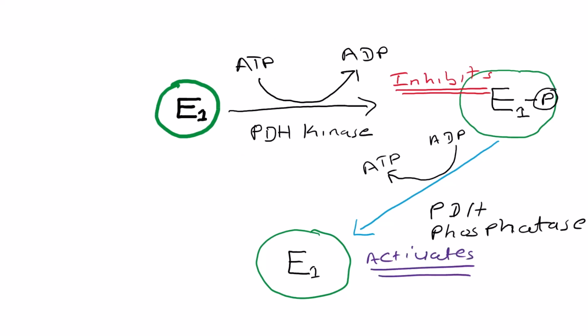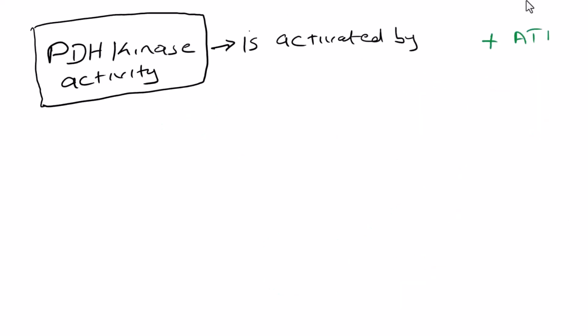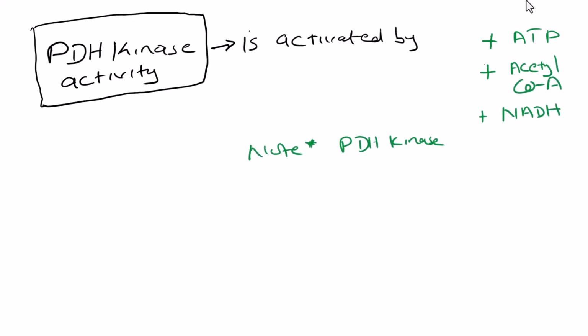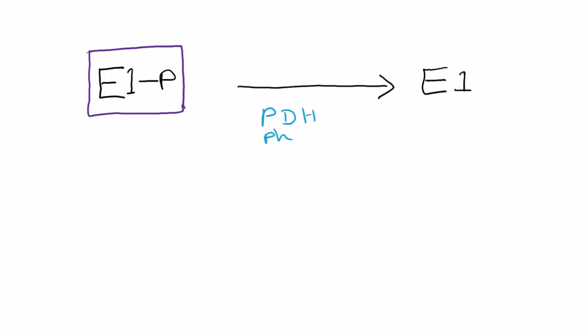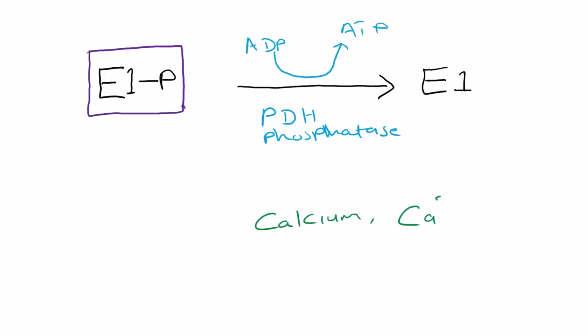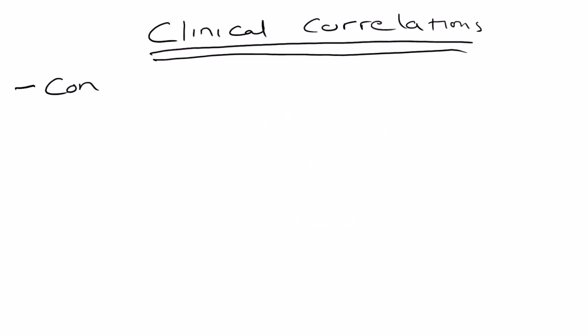PDH kinase is activated by ATP, acetyl-CoA, and NADH. Remember that activation of PDH kinase inhibits PDH-E1 activity, turning off the pyruvate dehydrogenase complex. Pyruvate is a potent inhibitor of PDH kinase. If pyruvate concentrations are elevated, E1 will be maximally active. Calcium is a strong activator of PDH phosphatase, stimulating E1 activity. This is particularly important in skeletal muscle, where release of calcium ions during contraction stimulates the pyruvate dehydrogenase complex and thereby energy production.